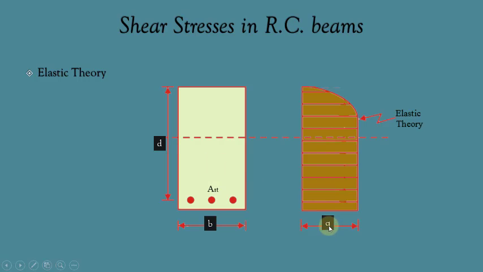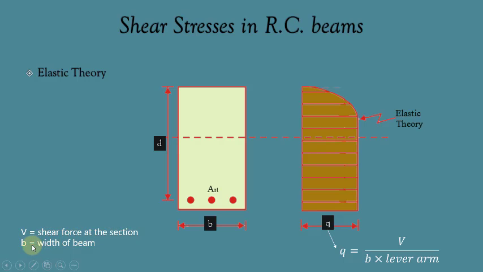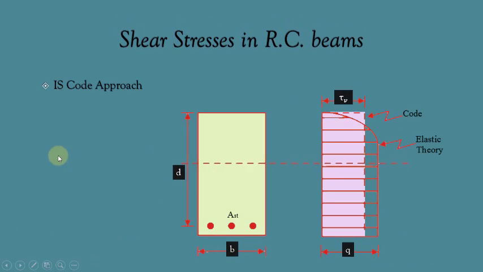The maximum value of shear stress Q as per elastic theory is given by Q equal to V divided by the width of the beam into lever arm. Here V is the shear force at the section while B is the width of the beam section. As per IS code 456-2000, the elastic theory approach does not represent the reinforced concrete beam's correct behavior in shear. Hence, the equation for shear stress has been simplified.